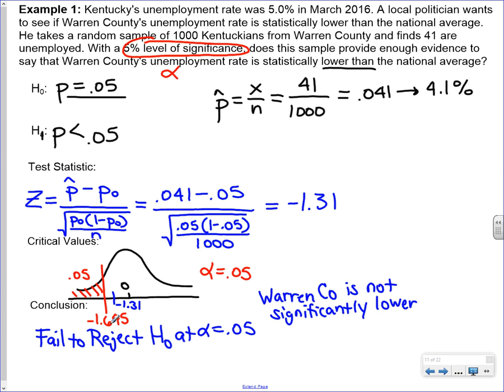And so if your z-score falls below negative 1.645, then it's going to be in the rejection region. Our value of negative 1.31 fell right here, right? So it did not fall in the rejection region. So that means we would fail to reject the null hypothesis at alpha equal 0.05, which means that Warren County is not significantly lower, okay? So yes, we did see a lower result, but there's not enough evidence to show that that's not just due to sampling error, okay? It didn't fall far enough away from that null hypothesis.